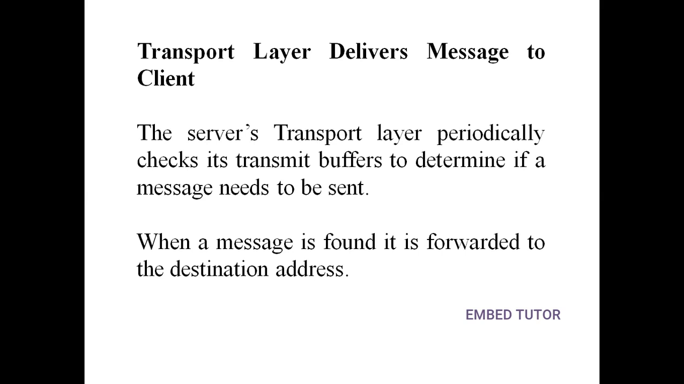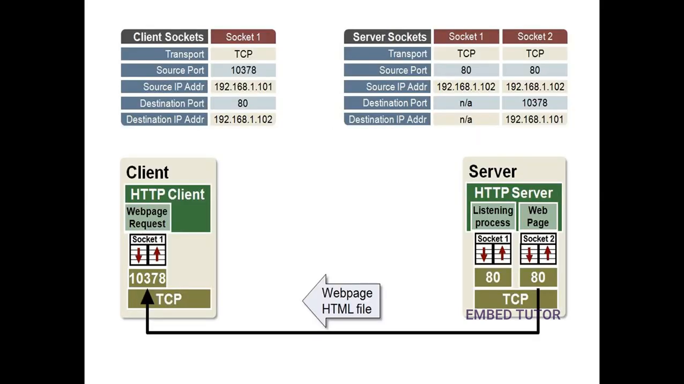So the transport layer delivers message to the client. The server's transport layer periodically checks its transmit buffer to determine if a message needs to be sent. Whenever a message is found, it is forwarded to the destination address, which is nothing but the client side. So look at here, the web page HTML file as a HTTP response will be pushed from the server through its established socket to the client, and that's all about that. Now the transaction is over, that is the HTTP request from the client to the server and the HTTP response from the server to the client is over.